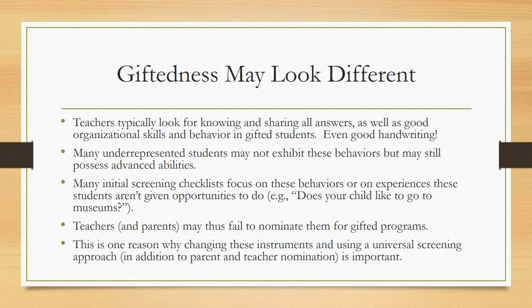This is one reason why changing these screening instruments, and using a universal screening approach in addition to parent and teacher nomination, is important. So we talked about universal screening as part of stage 1 in gifted identification earlier in the course, reviewing all of the scores, for example, on a standardized test in the school, and taking the top 10% or whatever percent for further analysis. This way, a child is less likely to slip through a crack than if you just rely on teacher or parent nomination.